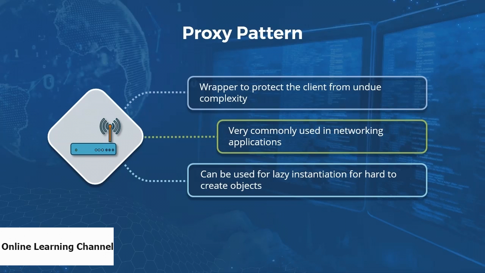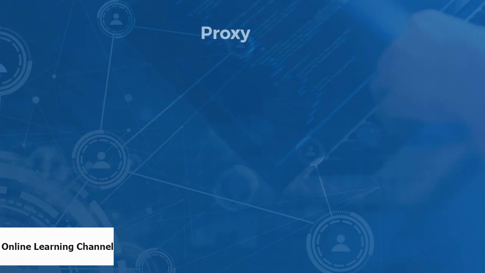Let's say you have a complex object that is hard to create and takes up many resources. You don't want to instantiate this object unless absolutely needed, only if the rest of your application code references this object. If you hide this object behind a proxy, you can use the proxy for lazy instantiation for hard to create objects. Let's see a visualization of how the proxy pattern might work.